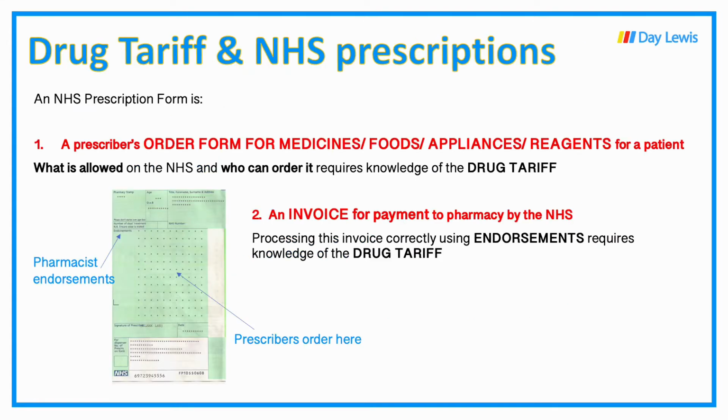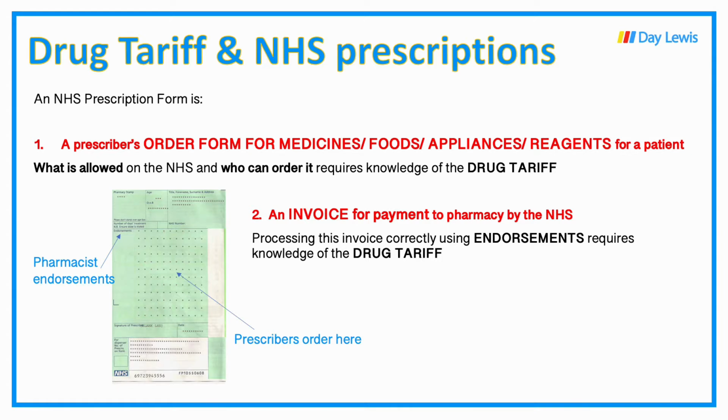So let's look at the drug tariff in the context of an NHS prescription. Your NHS prescription is the prescriber's order form for a medicine, food or appliance or reagent for a specific patient. We need to be able to figure out what is allowed on an NHS prescription and who can order it. All of this information can be found in the drug tariff: allowed NHS items and the appropriate prescribers who are able to prescribe that medication on a prescription.